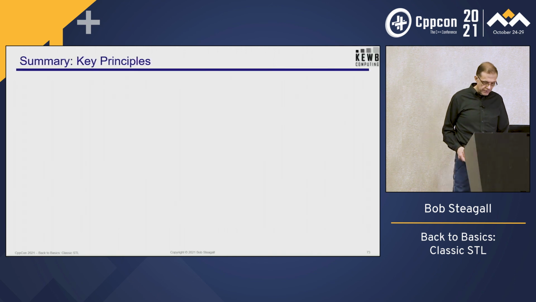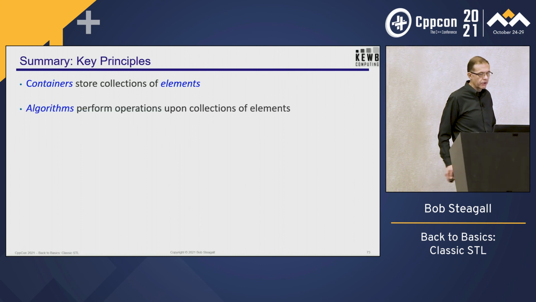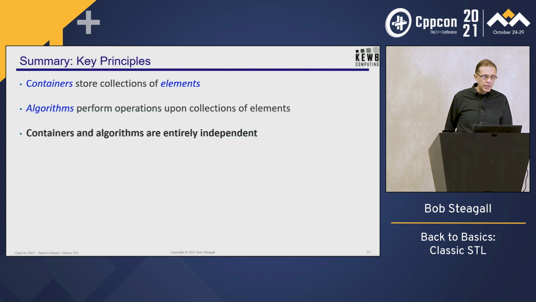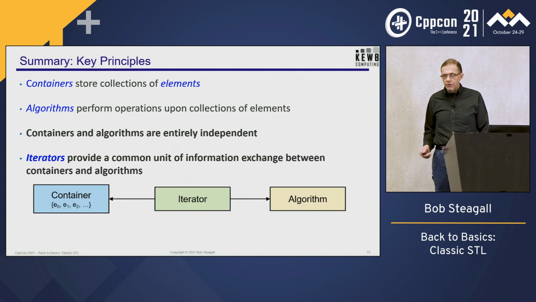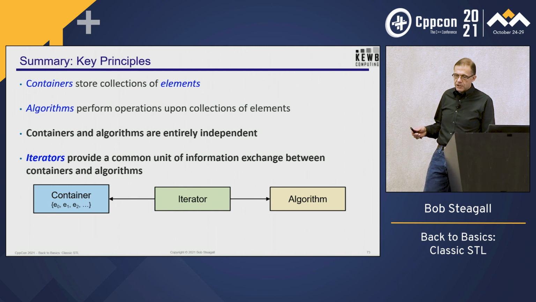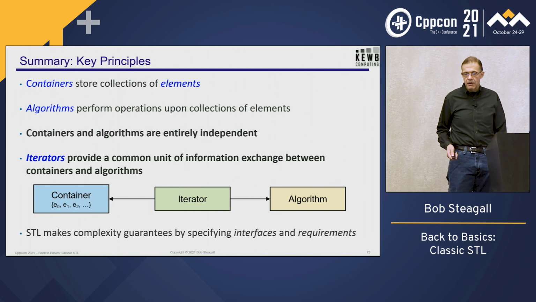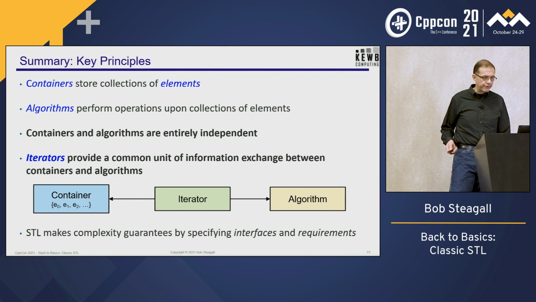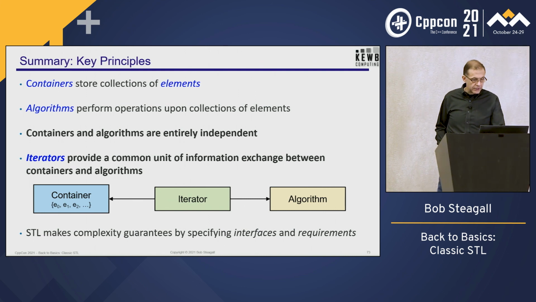So in summary, and I'm a little bit over time here, the key principles, just to reiterate: containers store elements, algorithms perform operations. Containers and algorithms are entirely independent of each other. Iterators provide a common unit of exchange between the two. And finally, STL makes complexity guarantees by specifying interfaces and requirements. And so I will leave it at that.